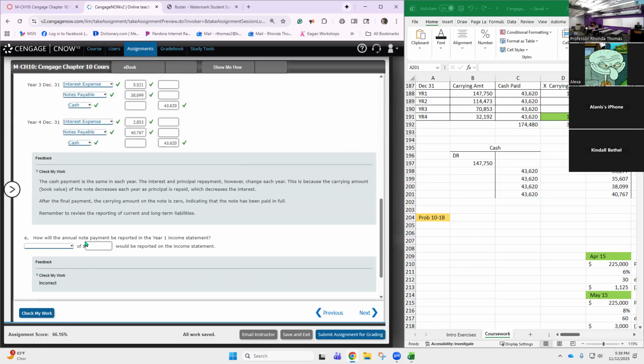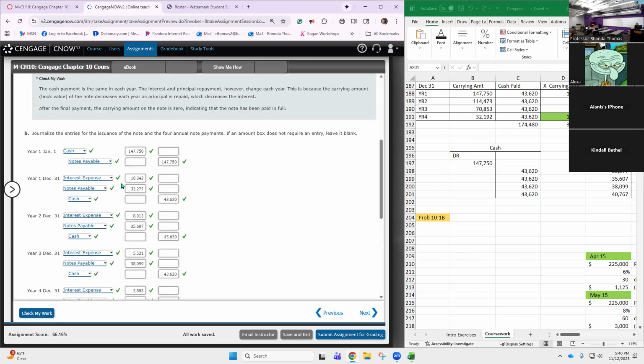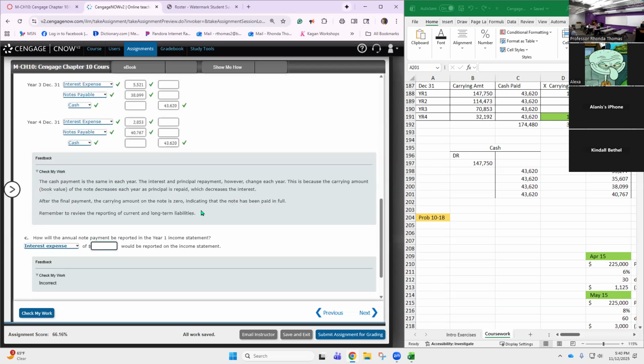How will the annual note payment be reported on the year 1 income statement? So the income statement is going to show interest expense. And if we go back up and look at year 1, year 1's interest expense is $10,343. So that's what they're asking you.